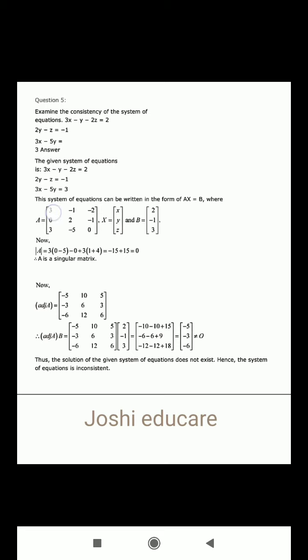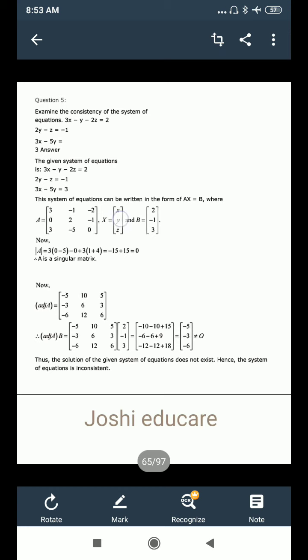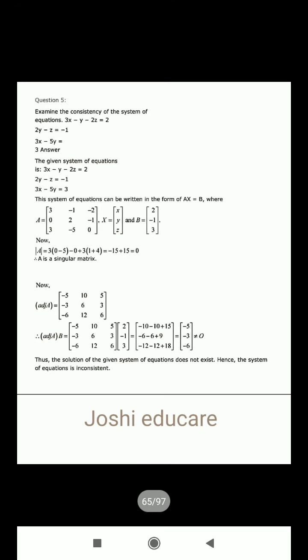Your A will be 3, minus 1 and minus 2 is the first row. It is 0, 2 and minus 1. It is 3, minus 1 and 0. X is a column matrix of x, y, z. B is a column matrix of constant terms. You will get the value of determinant of A. In this question, it comes out to be 0.